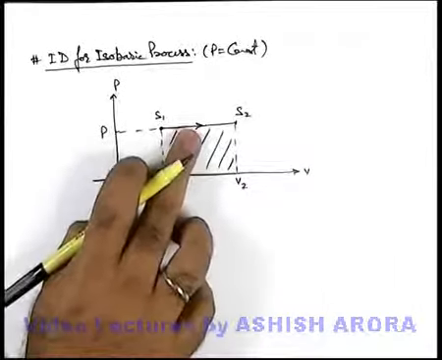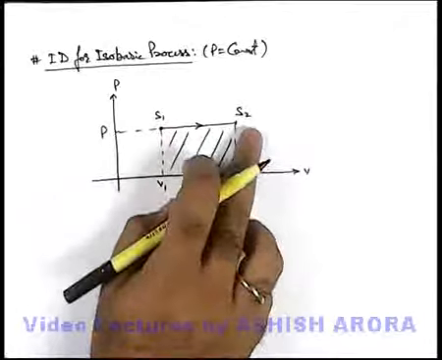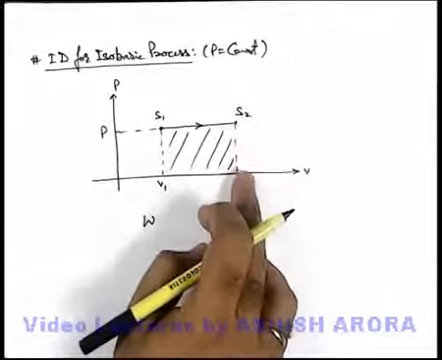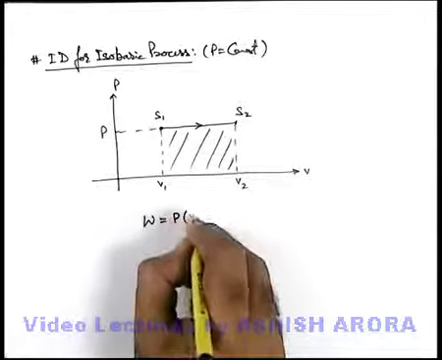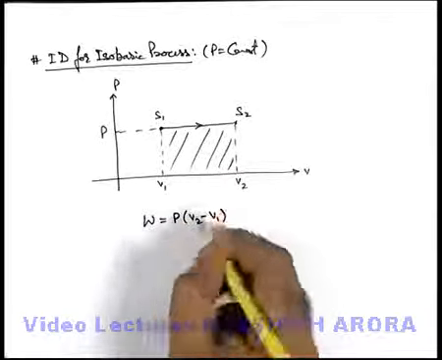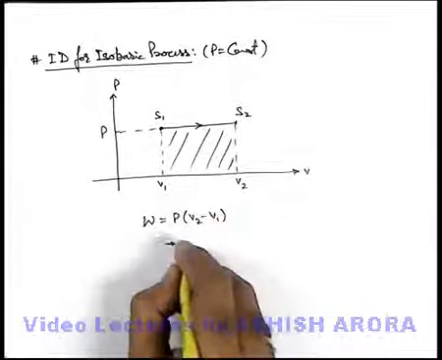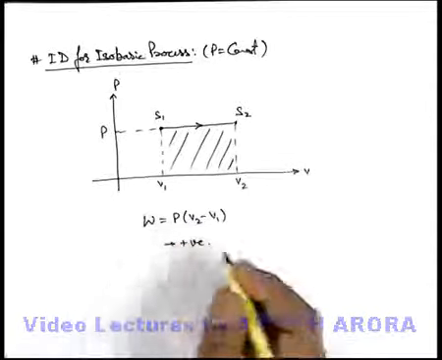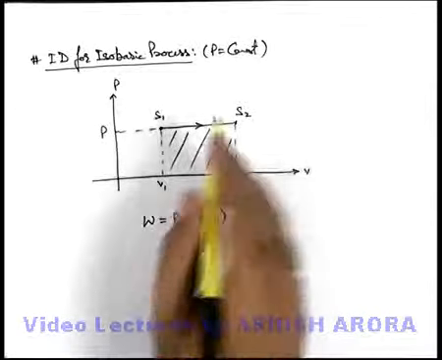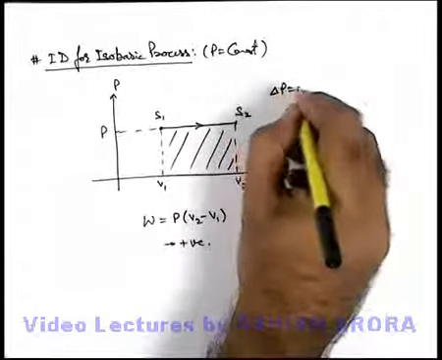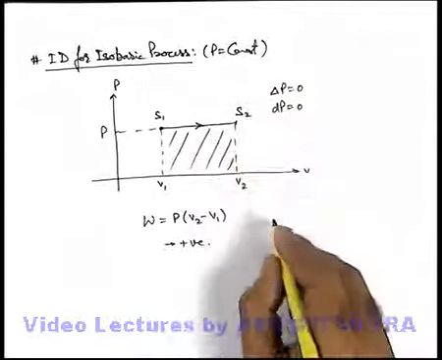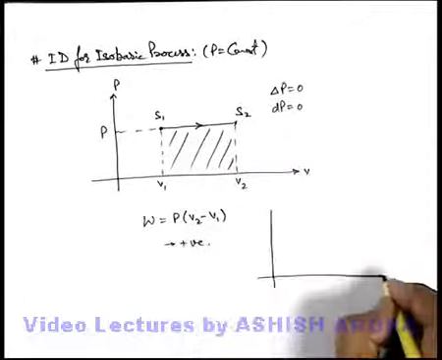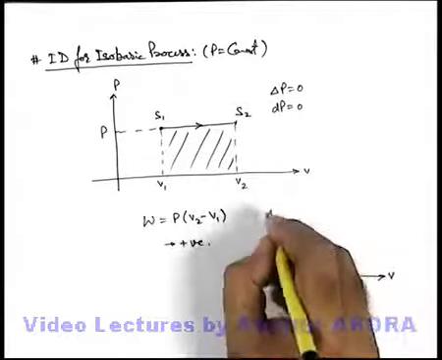As the line is going from left to right, it is representing expansion of gas, so this work can be written as P into (V2 minus V1). This is the area of this rectangle, which is obviously positive. Sometimes it may happen that in this situation we can see delta P is 0 as well as dP is 0. Like sometimes it may happen in a particular process, delta P is 0 but dP is non-zero.